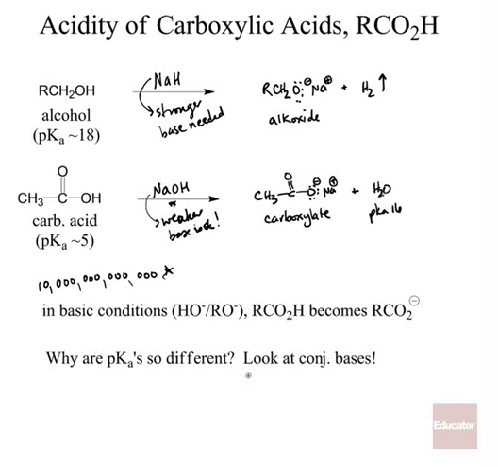And as usual, the way we're going to explain that difference is by looking at the conjugate bases. So let's look at an alkoxide versus a carboxylate and see why it's so different getting from one versus the other.